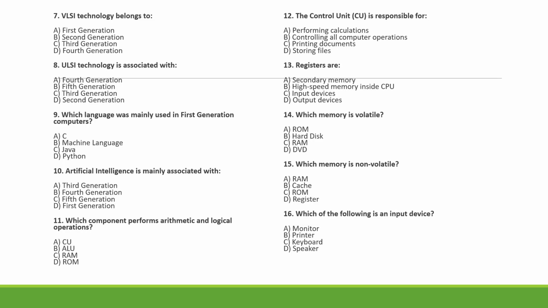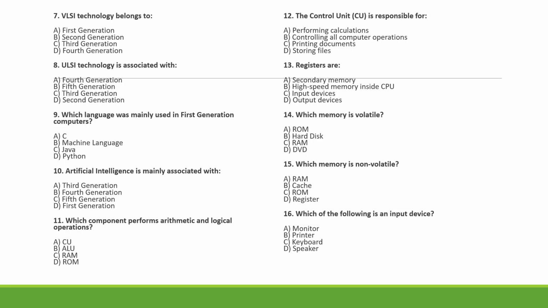Which component performs arithmetic and logical operations? Here, option B is the correct answer, the arithmetic logical unit. And 12th, the control unit is responsible for controlling all computer operations. That means the control unit controls all the other units of the computer: input unit, output unit, ALU, and memory unit. All these parts are handled by the control unit. Then the correct answer is C.